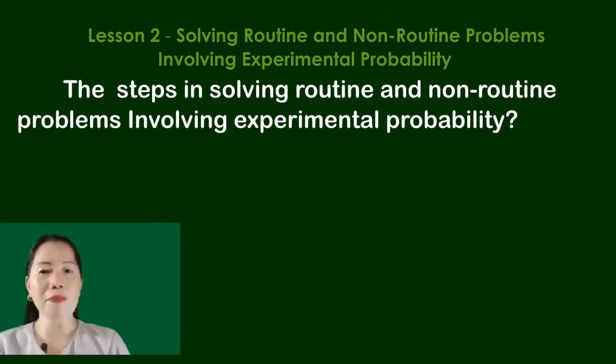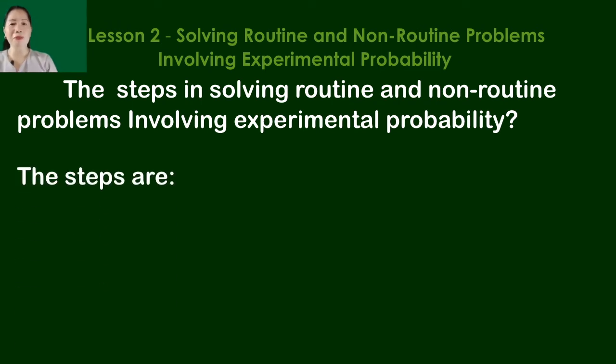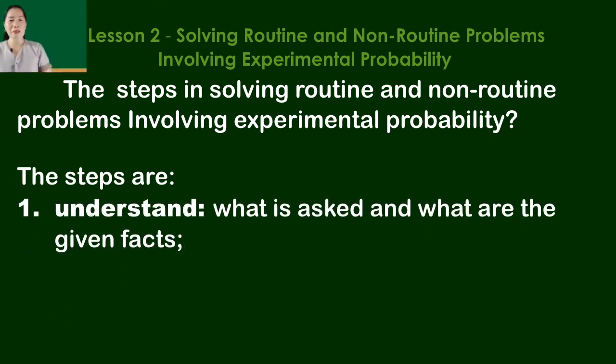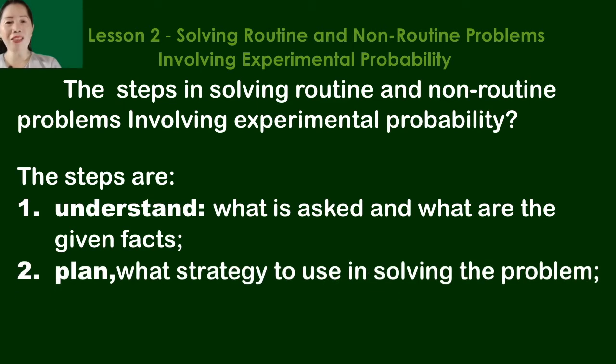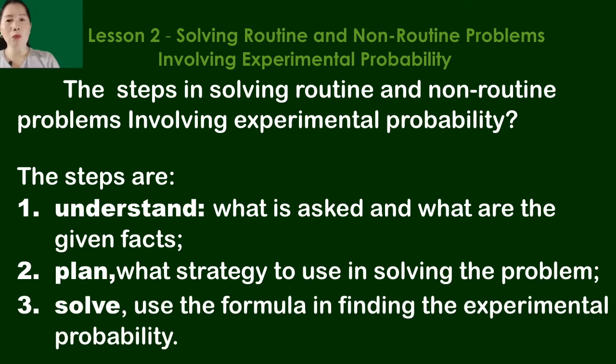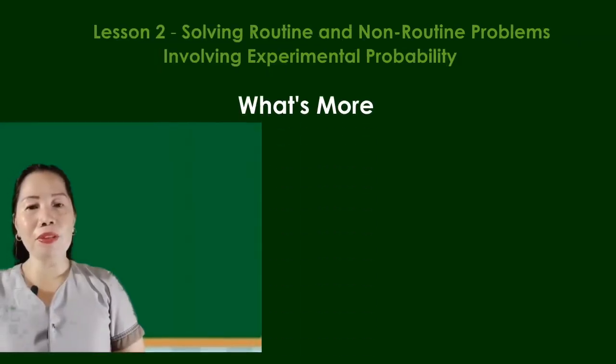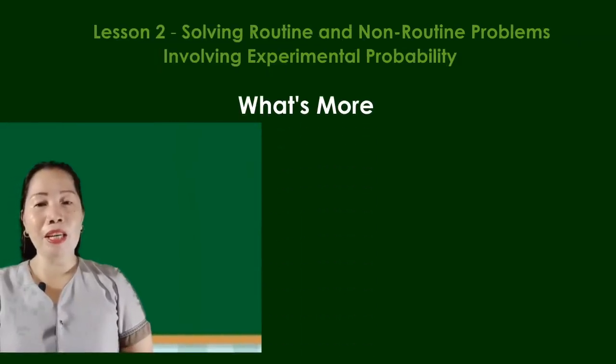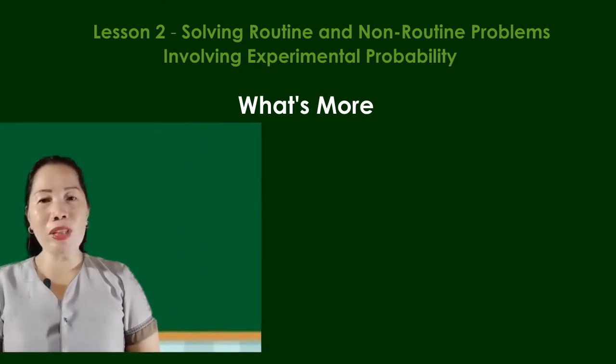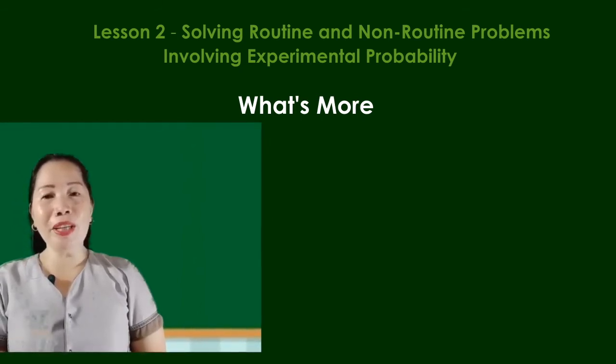Can you recall the steps in solving routine and non-routine problems involving experimental probability? The steps are to plan. What strategy to use in solving the problem? Number 3, solve. Solve using the experimental probability. Experimental probability is equal to the number of times favorable outcomes occur over the number of trials in the experiment. You know already the formula and steps in solving routine and non-routine problems involving experimental probability. To check your understanding, answer the What's More on your self-learning module and write your answer on your answer sheet.